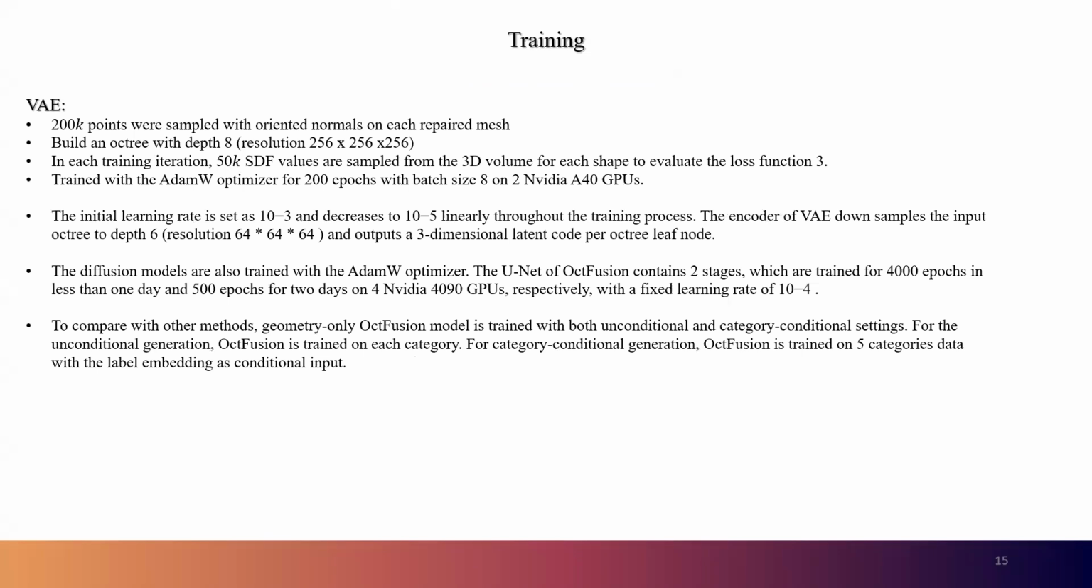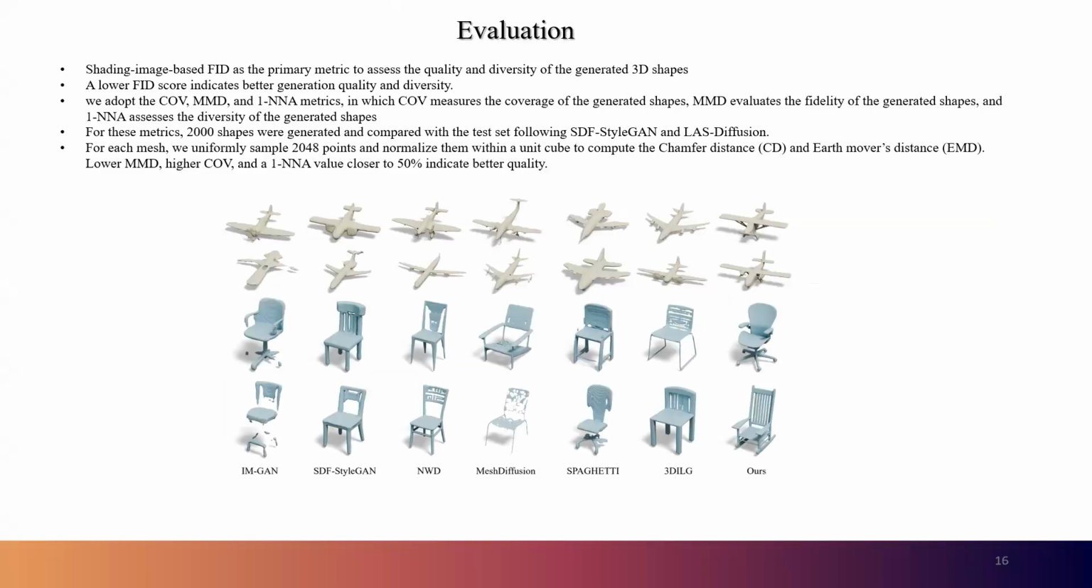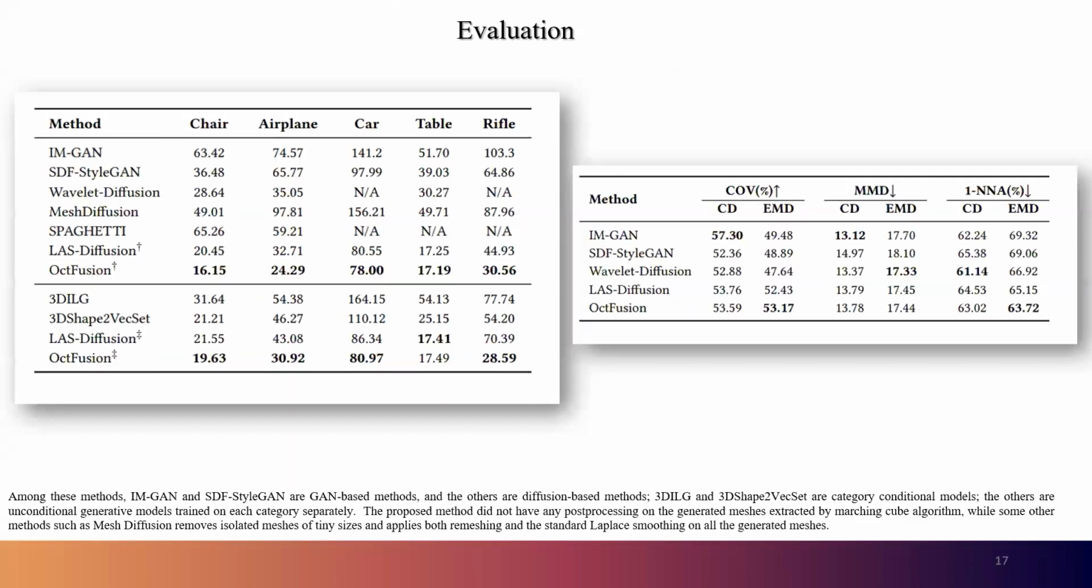The U-Net of OctFusion contains two stages that are trained for 4,000 epochs in less than 1 day and 500 epochs for 2 days on 4 NVIDIA 4090 GPUs. A group of evaluation techniques were used in comparing OctFusion with the other available techniques. Metrics like COV, MMD, FID, and 1-NNA were employed in comparing OctFusion with the other available techniques, and the results are as follows.